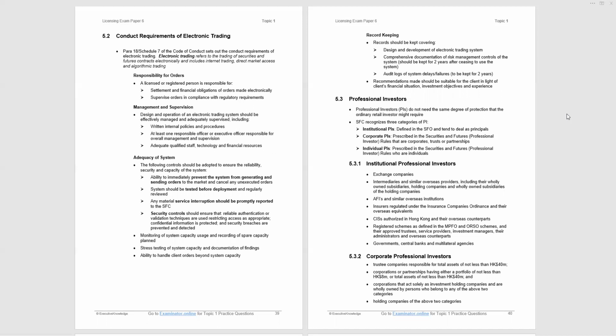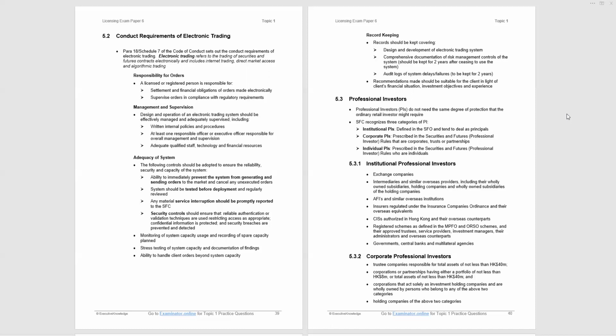Design and operation of an electronic trading system should be effectively managed and adequately supervised, including written internal policies and procedures, at least 1 responsible officer or executive officer responsible for overall management and supervision. Now, that's a tricky one, because we know that you should have 2 responsible officers per regulated activity. But the management and supervision of electronic trading, you need 1 responsible officer, and that has popped up in an exam question. And adequate qualified staff, technology, and financial resources. And then they go on to point out the controls required to make sure the system is adequate, reliable, secure, etc.